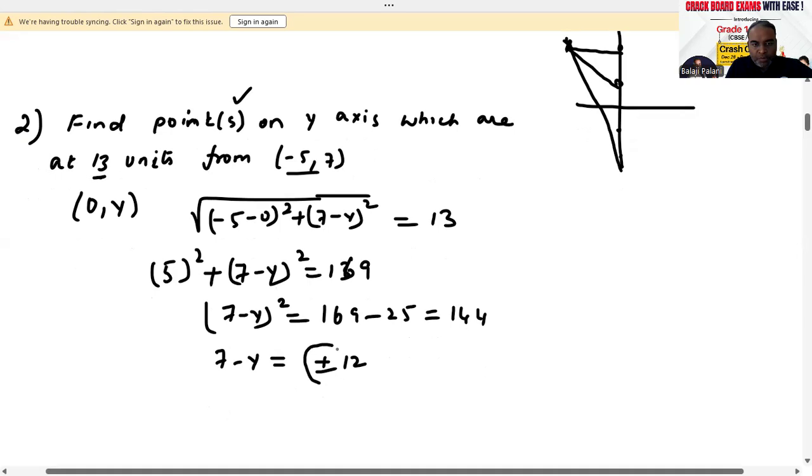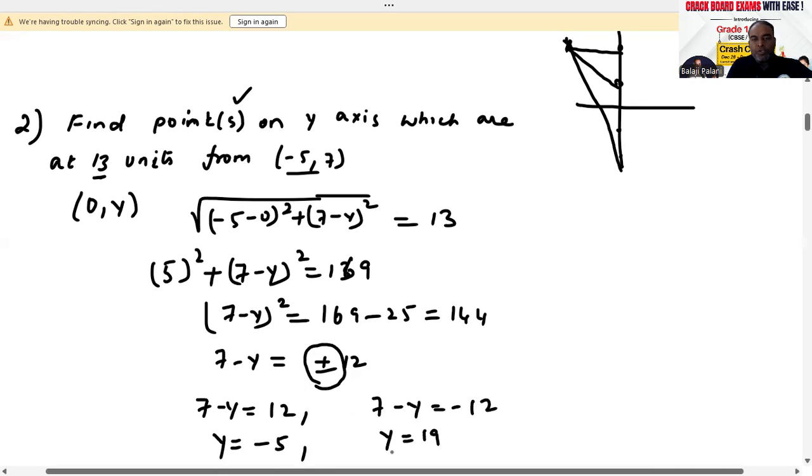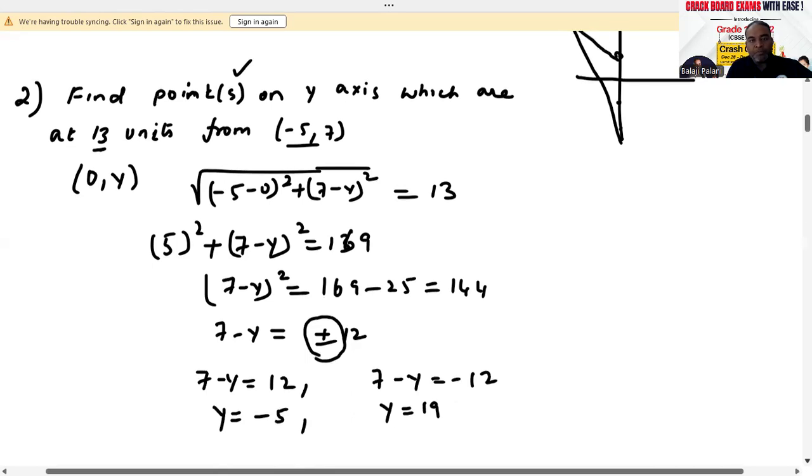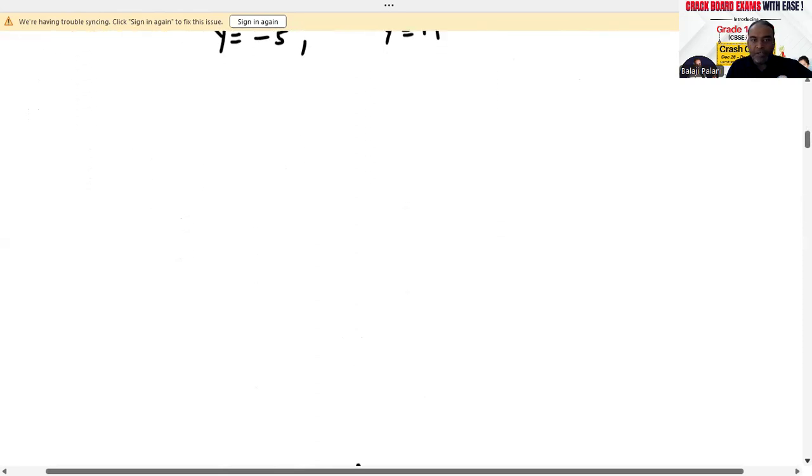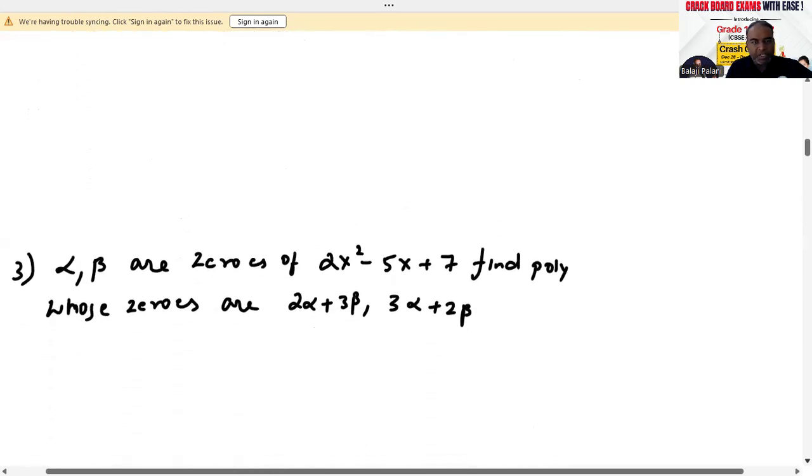Don't forget to use plus or minus 12, because when we take a square root, two answers are possible. So 7 minus y is equal to plus 12 is one answer. 7 minus y is equal to minus 12 is the other point on the y-axis. Now just solving this, y is equal to minus 5 and y is equal to 19. So these two are the points from which the distance to the point (minus 5, 7) is 13 units. It's very simple, just using the distance formula.